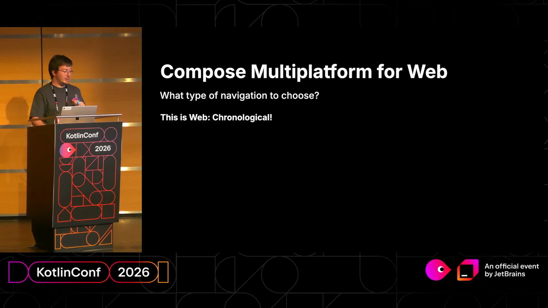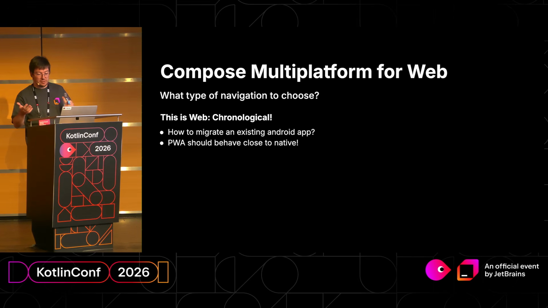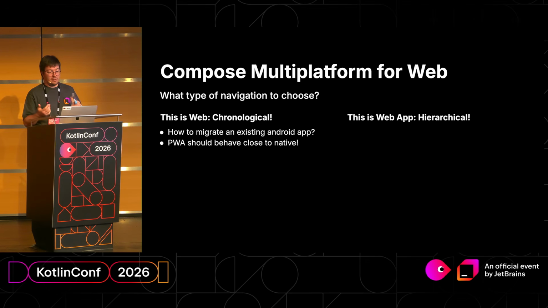And someone can say, of course, this is a web application. We have to choose chronological navigation because this is what users expect there. But what to do if we migrate our current existing application from Android to the web? How should it work there? And even more, there is the progressive web application, which is a web application installed on your phone. And we want it to behave close to native, and navigation too. Okay, so we can say that our default should be hierarchical navigation.